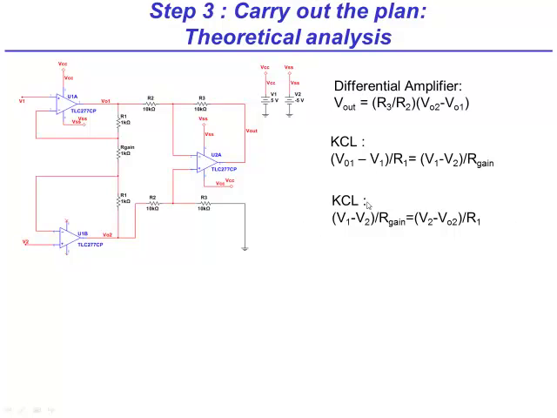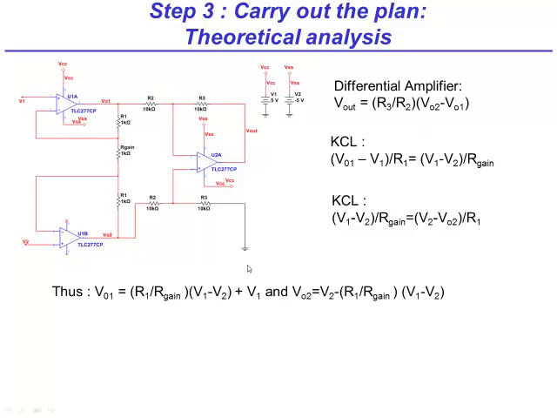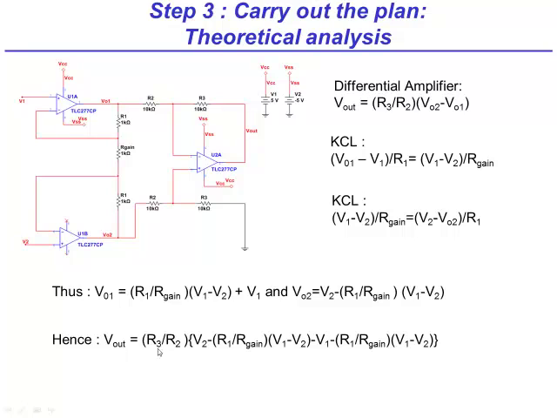Now, from these two expressions, we will eliminate VO2 and VO1 because the question is asking us to find Vout as a function of V1 and V2. So eliminating VO2 and VO1, which is through basic math, we get Vout as this expression, which looks complicated. However, if you notice, we can basically factor out a V2 minus V1. First, we will factor out a negative sign from V1 minus V2 here, and we will finally get Vout as R3 over R2 times (1 plus 2R1 over R gain) times (V2 minus V1).